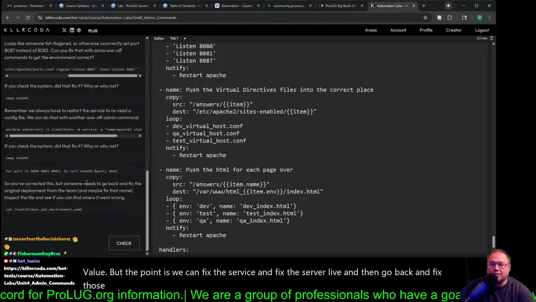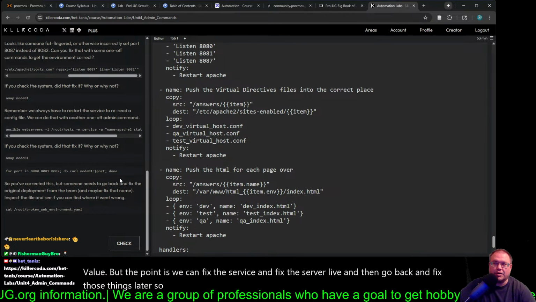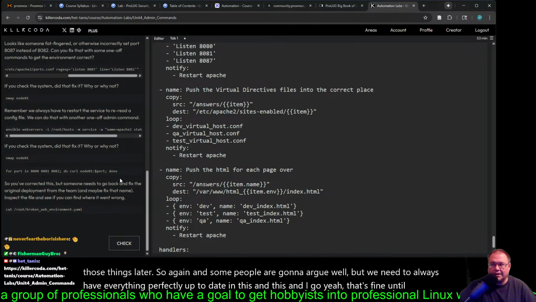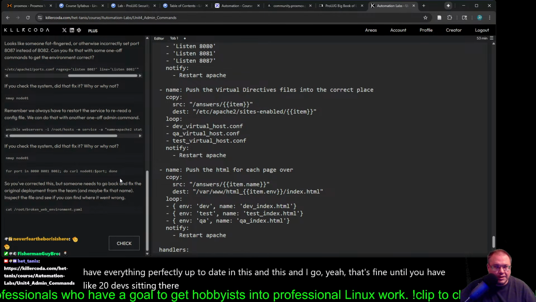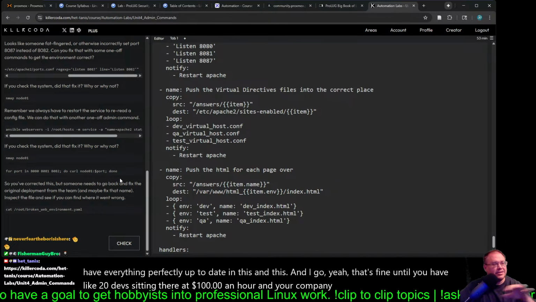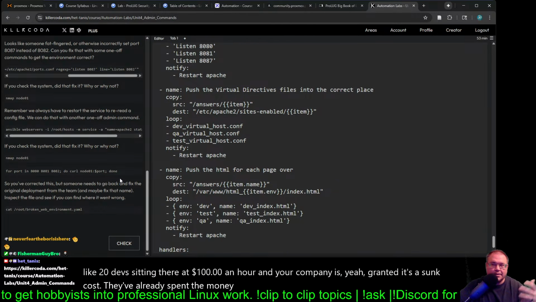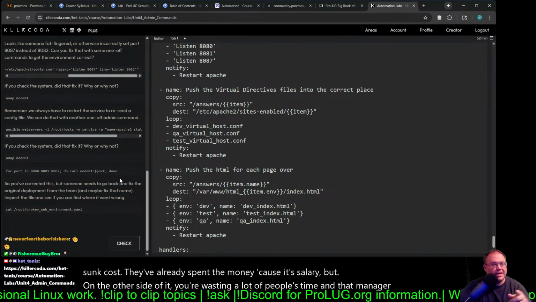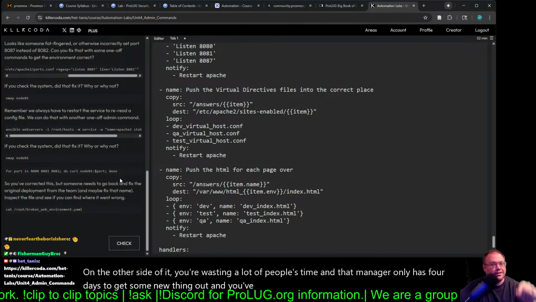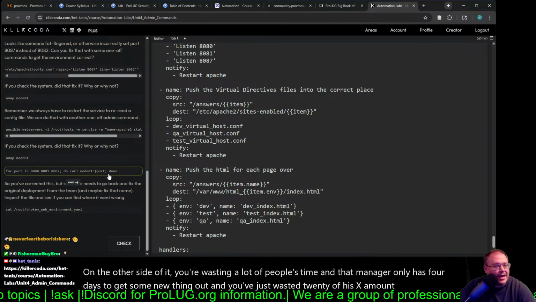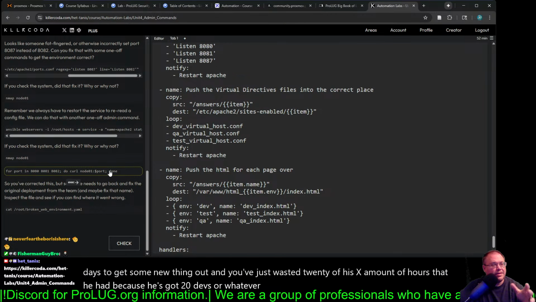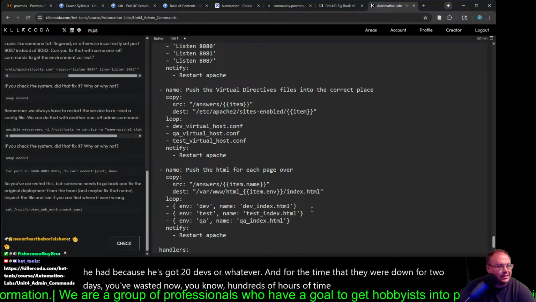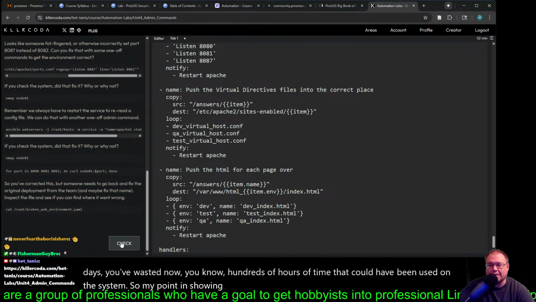So again, some people are going to argue, well, we need to always have everything perfectly up to date. And I go, yeah, that's fine until you have like 20 devs sitting there at $100 an hour, and your company is, yeah, granted, it's a sunk cost. They've already spent the money because it's salary, but on the other side of it, you're wasting a lot of people's time. And that manager only has 4 days to get some new thing out, and you've just wasted 20 of his X amount of hours that he had because he's got 20 devs or whatever, and for the time that they were down for 2 days, you've wasted hundreds of hours of time that could have been used on the system.